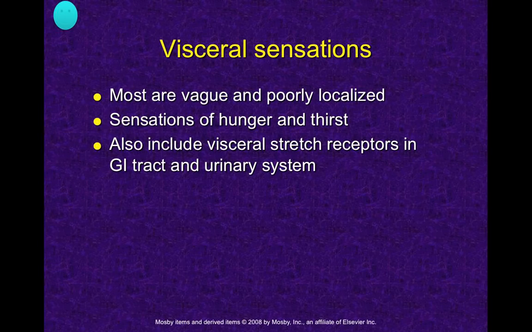Visceral sensations are vague and poorly localized. There are sensations of hunger and thirst, and they also include visceral stretch receptors in the GI tract and the urinary tract. This one's interesting. If we're thinking about the stretch receptors in the GI tract, it's important to note that animals typically don't have a lot of pain receptors in their intestines and in their stomach and in a lot of their gastrointestinal organs.